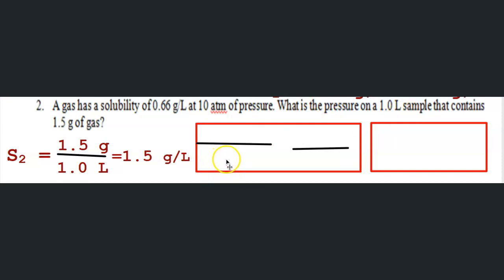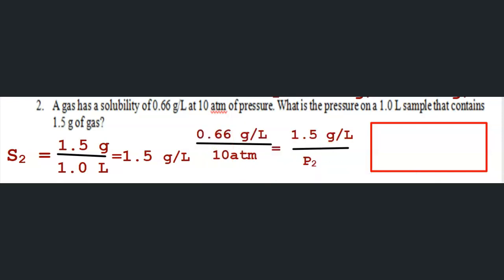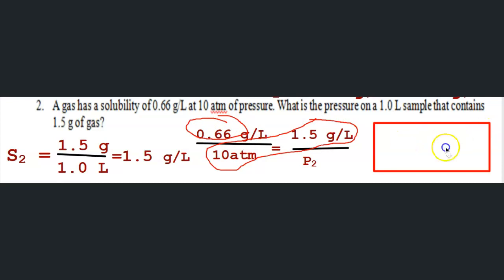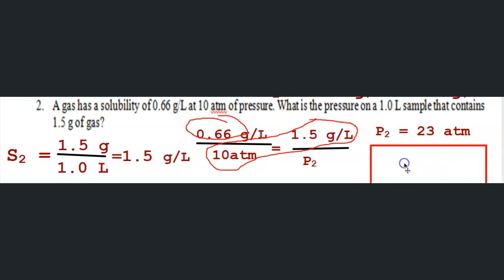Now we need to set up our next formula. So we have our starting solubility, 0.66 grams per liter, divided by our starting pressure, which is 10 atmospheres. That equals our ending solubility, which we calculated right here, 1.5 grams per liter, divided by the ending pressure. Now again, we're going to cross multiply these two numbers and then divide by our 0.66. And when you do that, you get 23 atmospheres.